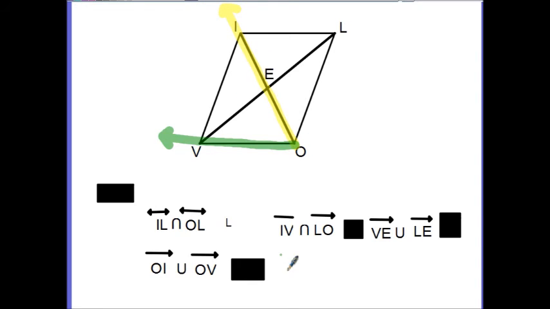The way I would name that would be angle IOV. We can't call this angle O because there's more than one angle that meets there. We definitely know it's not this angle, so we name it with points on each ray, with its common point in the middle. You try these two: the intersection between segment IV and ray LO, and the union between ray VE and ray LE. Let's see what you can do. Press pause and let's try it.